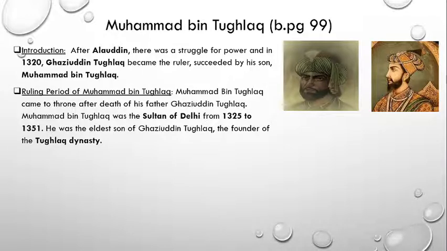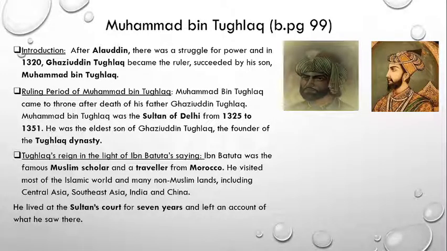Ruling period of Muhammad bin Tughlaq. Muhammad bin Tughlaq came to throne after death of his father Ghaziuddin Tughlaq. He was the Sultan of Delhi from 1325 to 1351. He was the eldest son of Ghaziuddin Tughlaq, the founder of the Tughlaq dynasty.